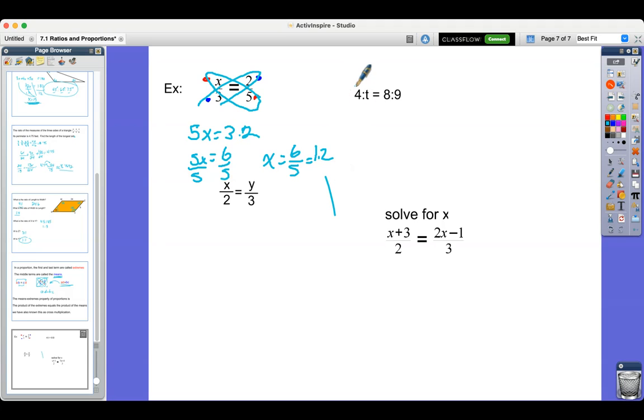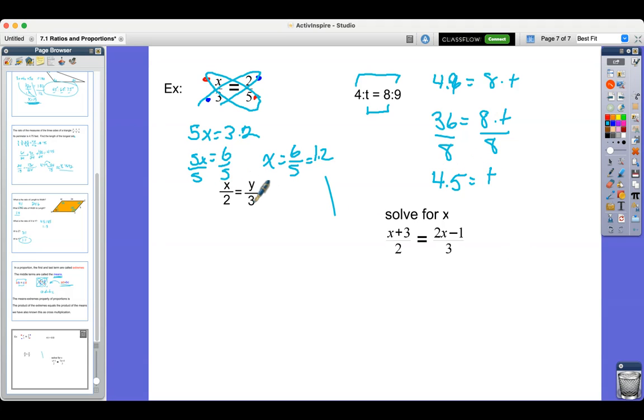Okay, same thing here. These are extremes and these are our means. So 4 times 9 equals A times T. Sorry, I said 6, it's 9. 4 times 9 is 36. That equals 8 times T. Divide by 8 on both sides. What is that? I think 4.5, right? 36 divided by 8, yeah, 4.5. You get 4.5 equals T.